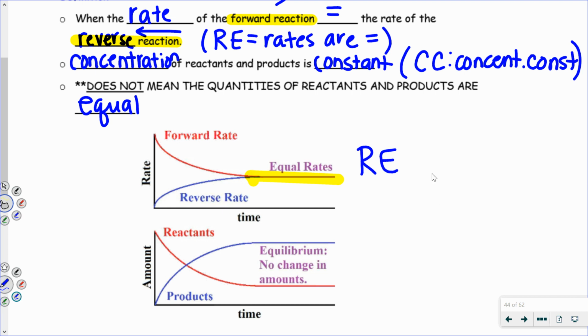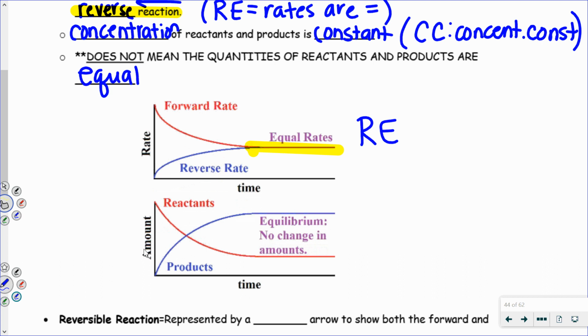In your second graph, you have time and amount, or concentration. Notice these aren't equal to each other at the point of equilibrium. They are constant. The lines are flat. So CC, concentrations are constant, rates are equal. So you want to remember those two things for the definition.